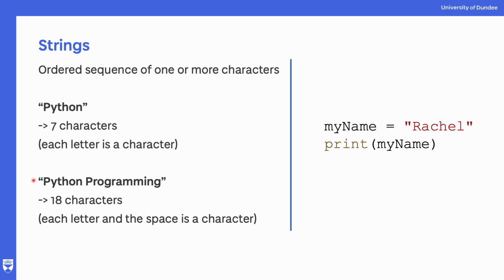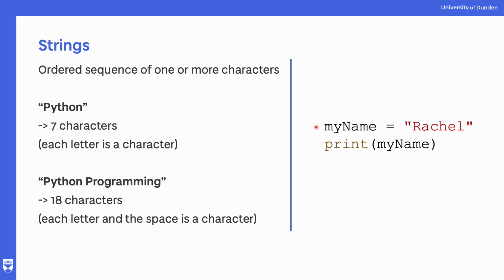And then the second example I've written Python programming, and that's 18 characters, 17 letters and 1 space in the middle. So the crucial thing to remember here, it sometimes happens, you forget that there's a space. So if we're counting through a string later, bear in mind spaces are characters.